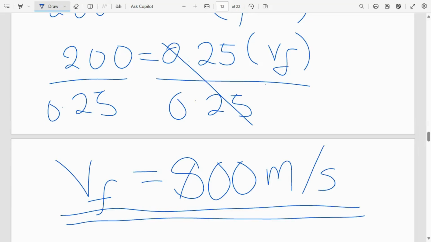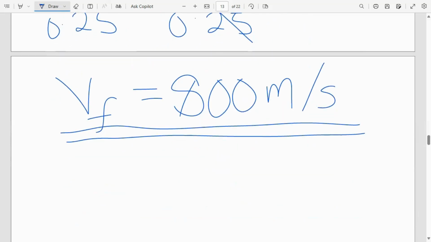That means the speed of this object after 40 seconds is actually 800 meters per second. And that's all with question 4. And that's also the end of the tutorial sheet.